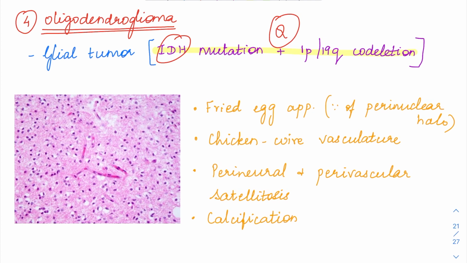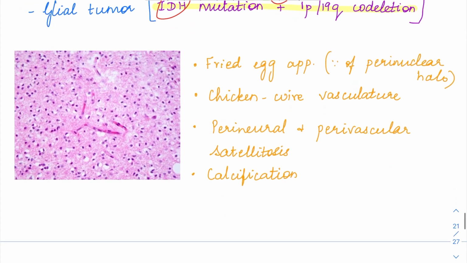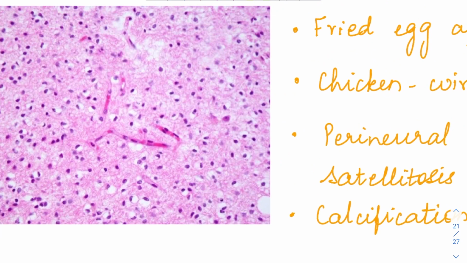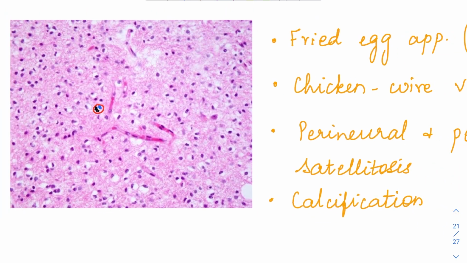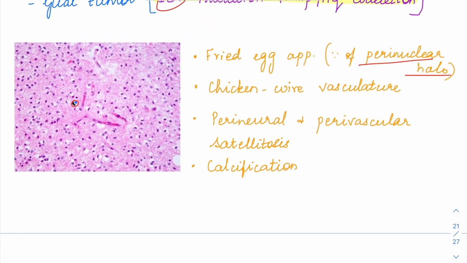Okay, IDH, we all know, is isocitrate dehydrogenase, which is involved in oncometabolism. Remember, this IDH is going to be mutated in oligodendroglioma as well. And the classical morphology of oligodendroglioma is that it is composed of cells which have a perinuclear halo. If you see here, this blue part is the nucleus, and surrounding it you have this halo. This kind of perinuclear halo gives these cells a fried egg appearance.